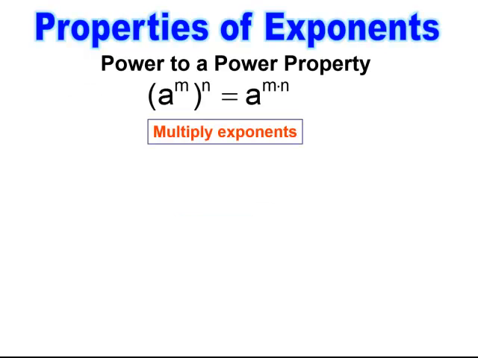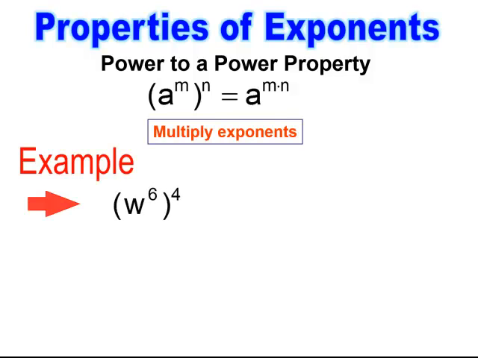So now this is the power to a power property. And when you have a quantity raised to a power, and what's inside has a power, to simplify, you're going to take the two powers and multiply them together. So power to a power, you multiply the powers.